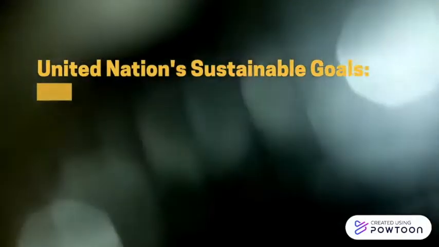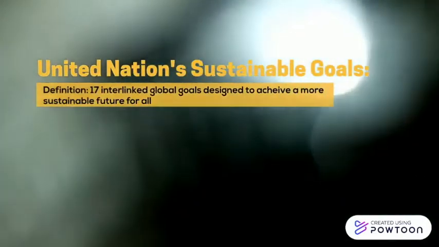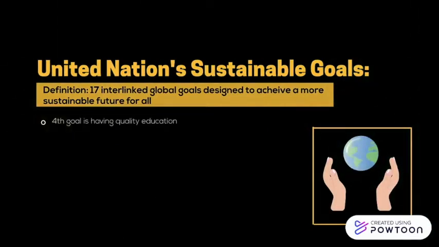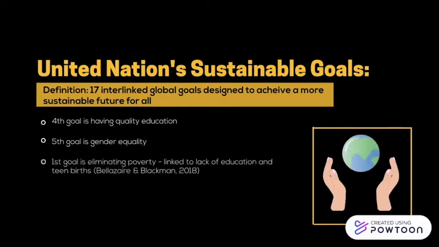The United Nations Sustainable Goals are interlinked global goals designed to achieve a more sustainable future for all. The fourth goal is having a quality education, and the data of average education for girls aligns with this goal. By reducing the scope of the education variable to specifically women, we can analyze how countries are educating their females, which aligns with the fifth goal of gender equality.